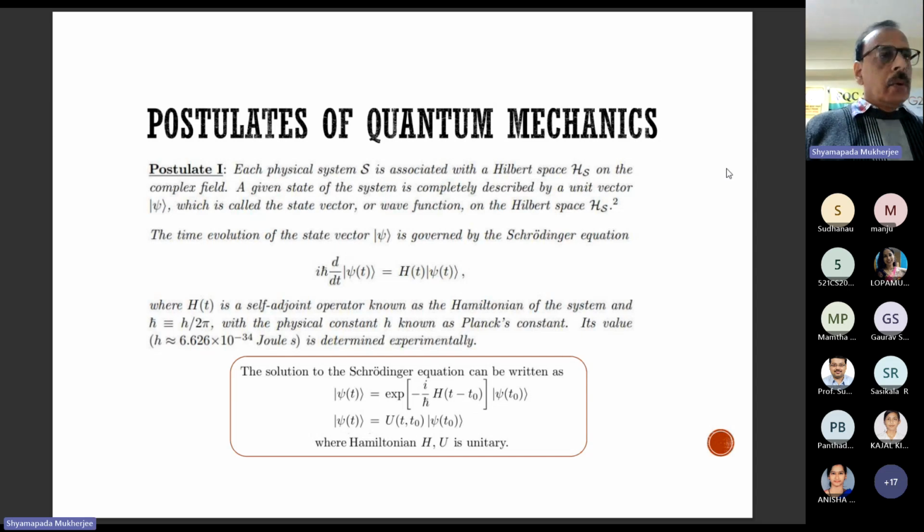How to know the value of psi t? Psi t can be known from psi t0. The psi t0 value is known, the initial value is given to you. Then U acts on it. U is something which acts on it. Now a mathematical term, a unitary matrix, acts on it so that you get a new state.